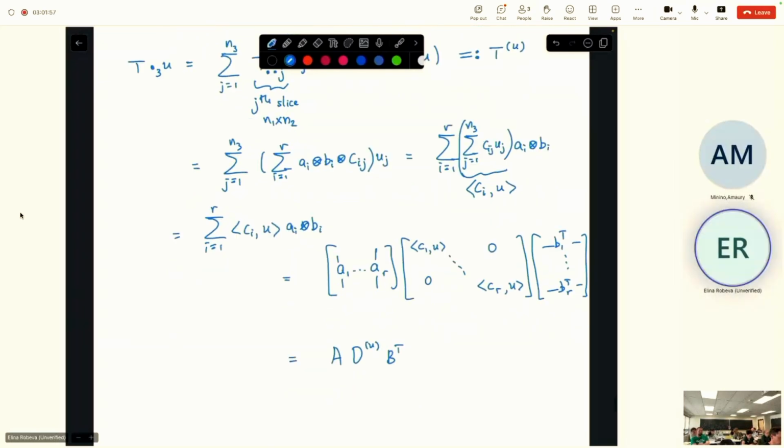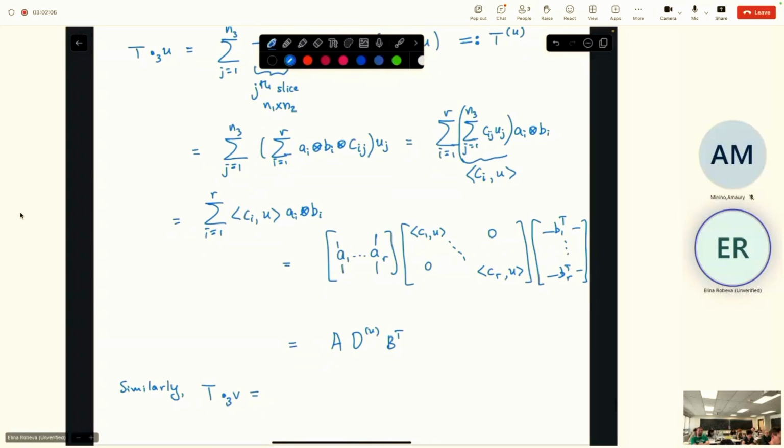And similarly, if I do the same thing but with a different vector v, so I multiply T with another vector v, which is also random, I'm going to get the exact same thing but with A, D_v, B transpose. Now everything in D_v will be given by c_i·v. All right, so this is what I can get.